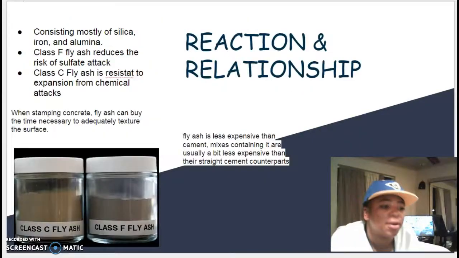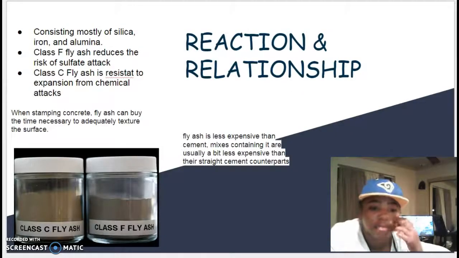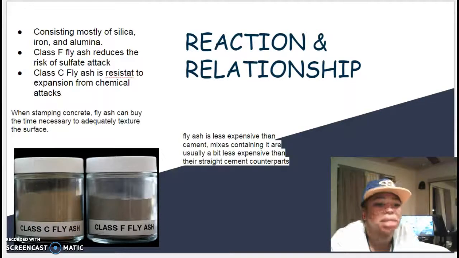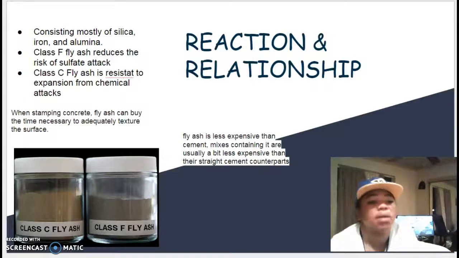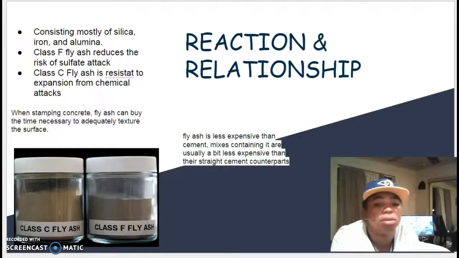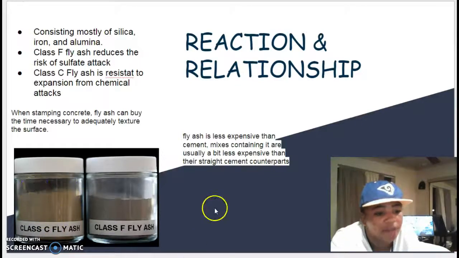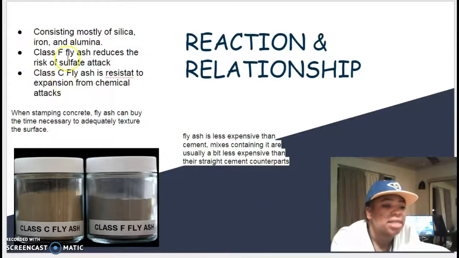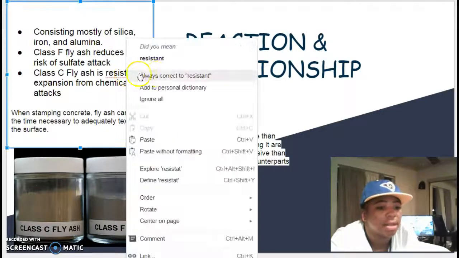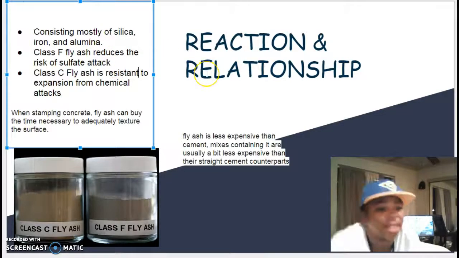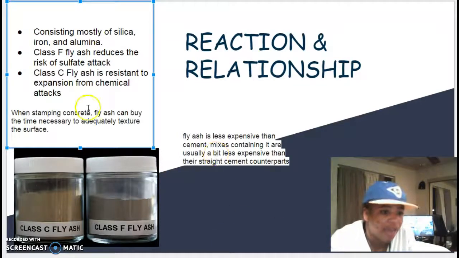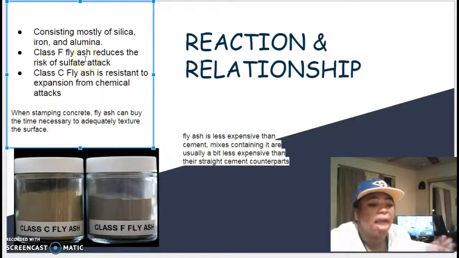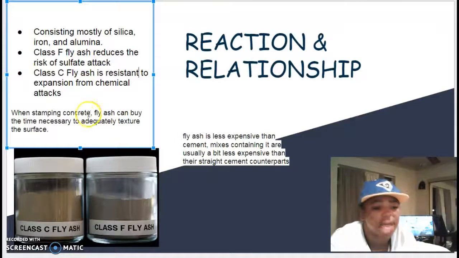Moving on to reaction and relationships. Fly ash again consists mostly of silica, iron, and alumina. I have a picture here of Class C fly ash and Class F fly ash. Class C fly ash is resistant to expansion from chemical attacks, and Class F fly ash reduces the risk of sulfate attack.